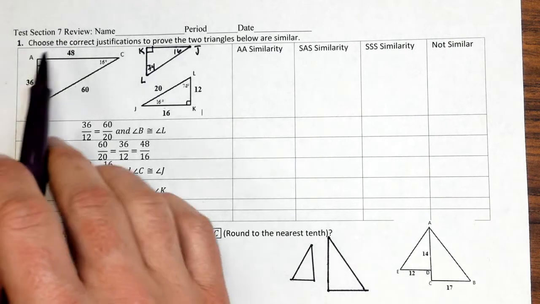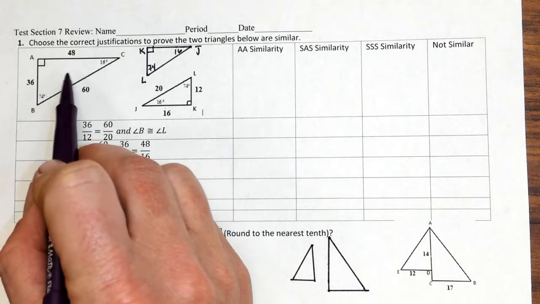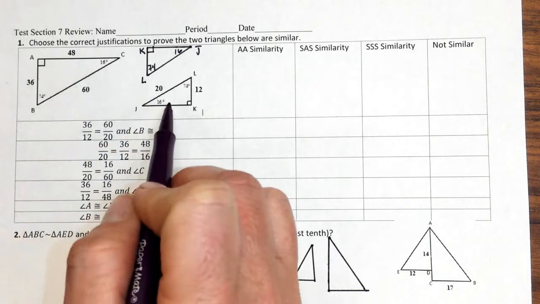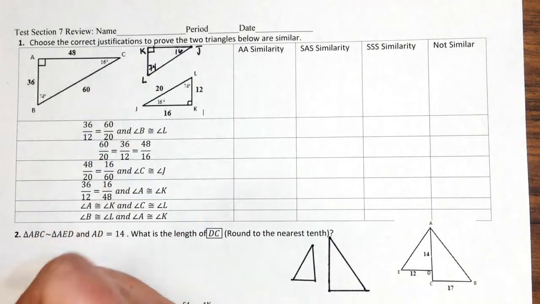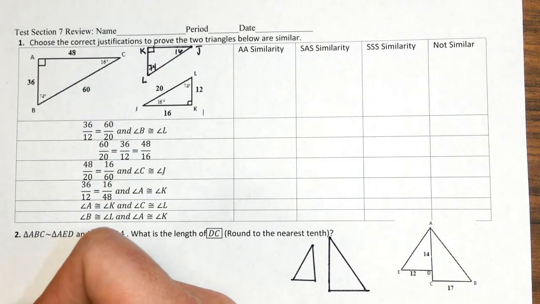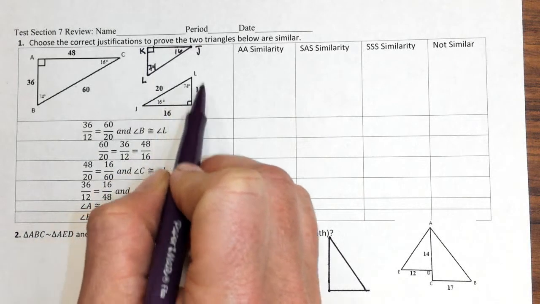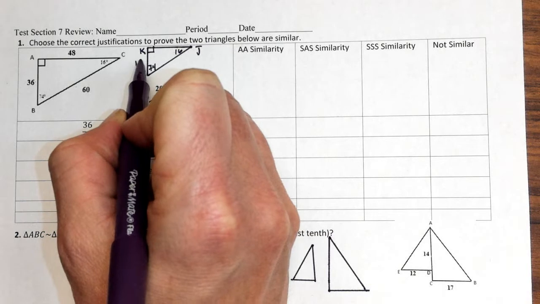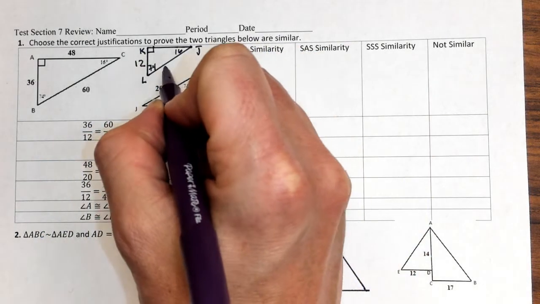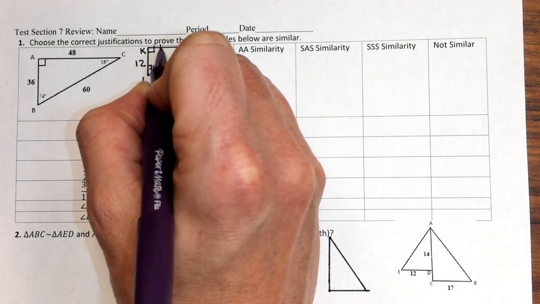Choose the correct justification to prove the two triangles below are similar. Some people have a hard time seeing these two triangles as similar, so I flipped this one around so it's in the same orientation. Orientation means sitting in the same direction so that you can compare the similar sides. I've labeled all the sides: my base is 12, my hypotenuse is 20, and my height looks to be 16.